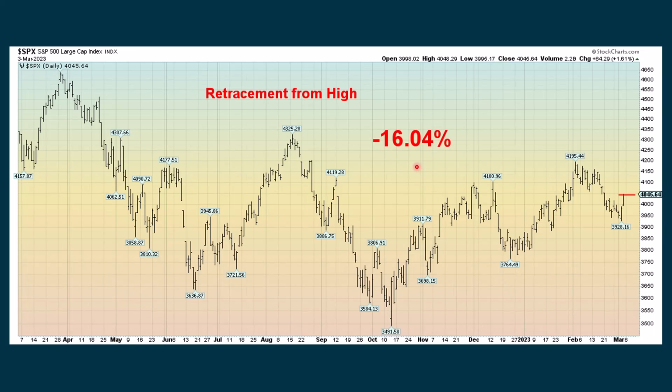Another chart that can be interesting is the retracement from the all-time high, which was set back in January of 2022. Right now, we're down 16.04% from that all-time high. And over on the right-hand side, that's the current level of the S&P.